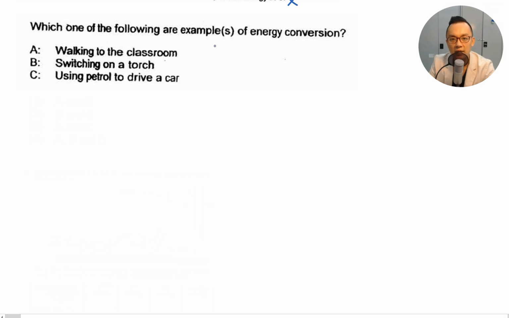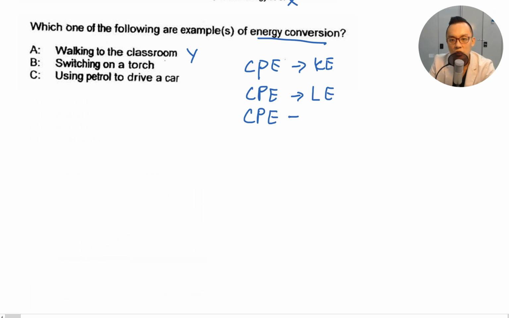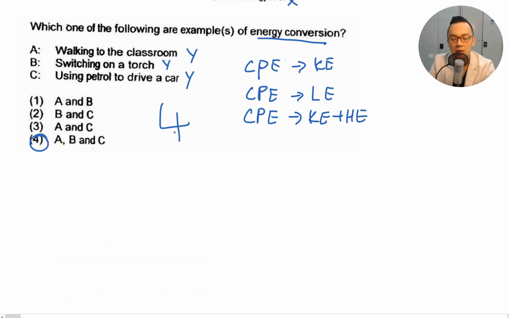Which one of the following are examples of energy conversion? Walking to a classroom, yes, is from chemical potential energy of your body to kinetic energy. All right. Switching on a torch, yes, it's also from chemical potential energy of the battery to light energy. Using petrol to drive a car, also correct. Also chemical potential energy to kinetic energy plus heat energy from the car. A, B, C, number 4.